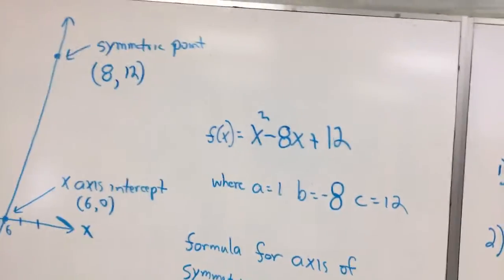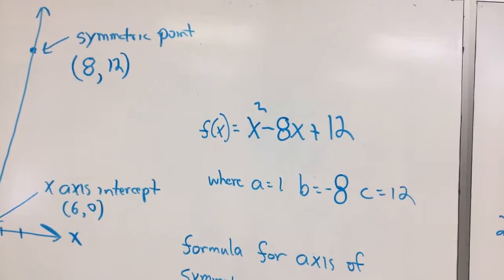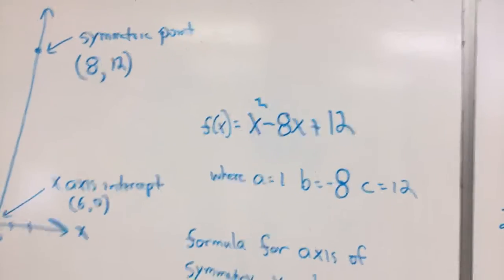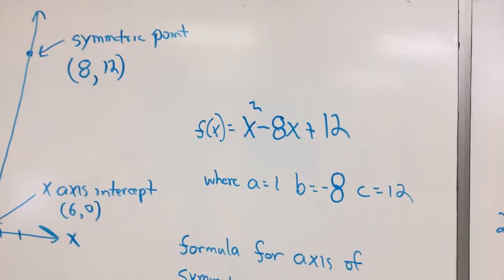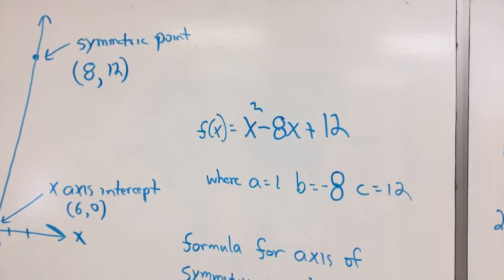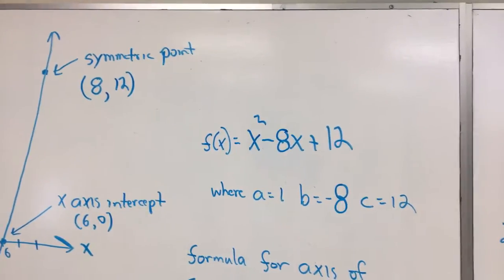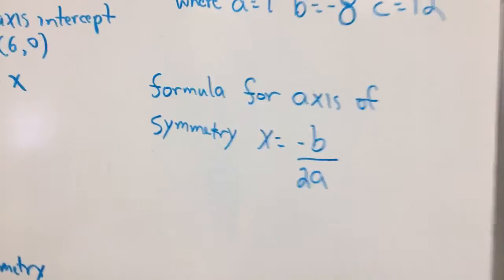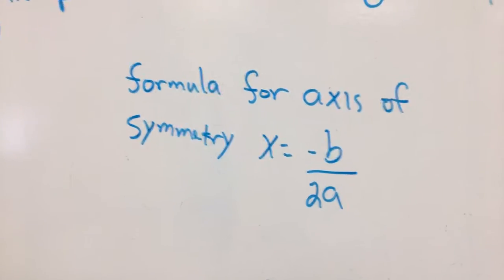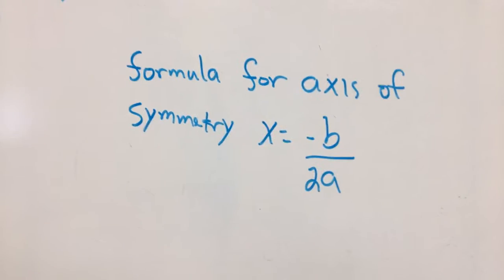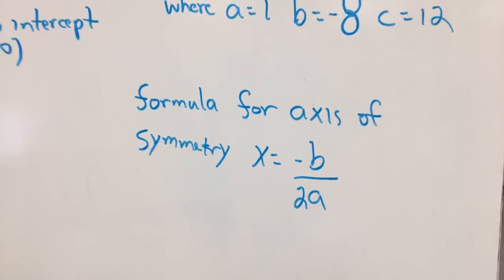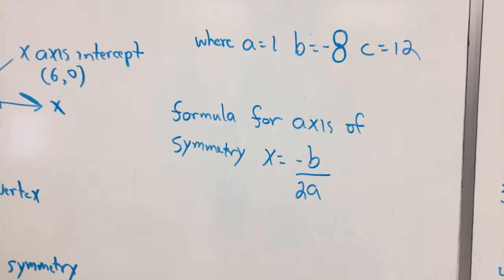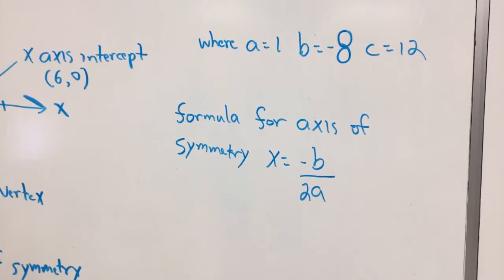So I started with this equation here: f of x is equal to x squared minus 8x plus 12. It obviously opens up because the coefficient in front of the squared term, which is a 1 in this case, is positive. B is a negative 8, and C is 12. Now, some of you are saying, hey, I can't find the axis of symmetry and I can't find a vertex. Well, it's because you're not using that formula. The formula for the axis of symmetry is x is equal to negative b over 2a.